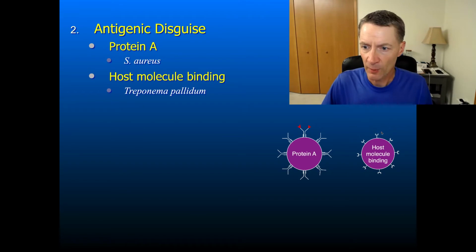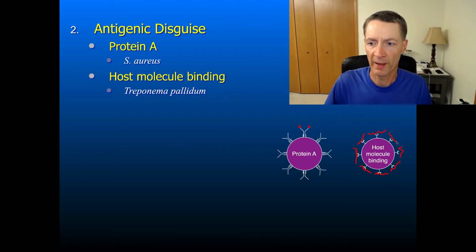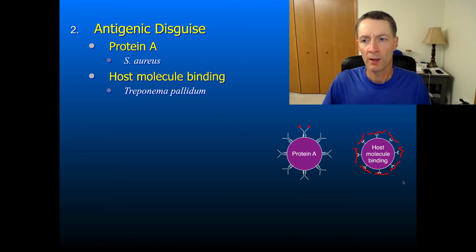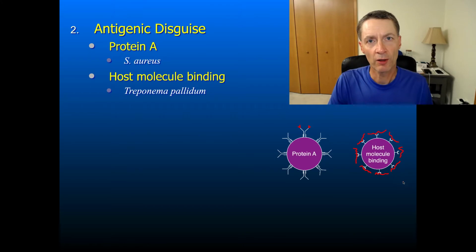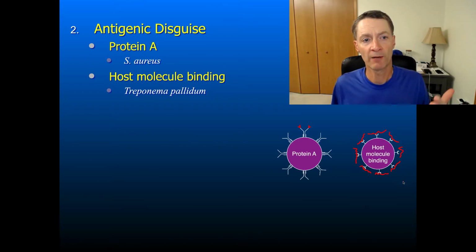So if these bind up, let's say this binds up some kind of fiber that's normally in our connective tissues, and it's all over this bacterium like that. Well then, some kind of cell that comes along and looks at this, let's say it's a macrophage in the area, it's not going to see that there's a cell there. It's going to see that there's fibronectin or collagen there. Some kind of host molecule. Again, it's disguising itself.